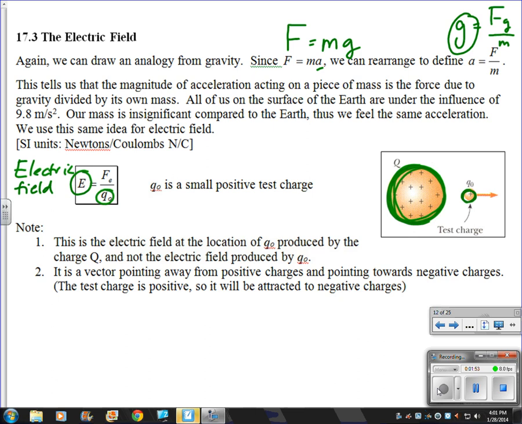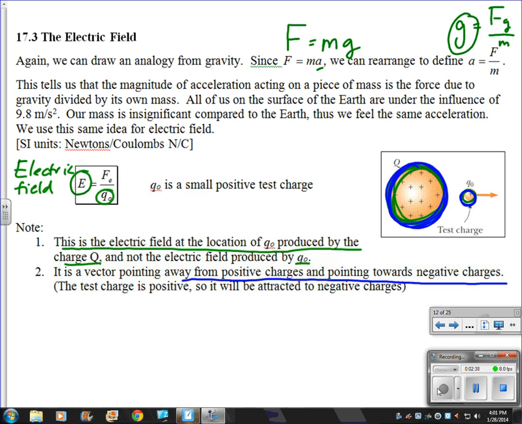This is the electric field at the location of Q naught, produced by the charge big Q. Again, that's our planetary charge, and not the electric field produced by the test charge. You wouldn't think about the gravitational field produced by you, right? You're thinking about the gravitational field produced by the Earth. And the same thing here. We're thinking about the electric field produced by this large charged object. But in order to measure it, we need to have a small charged object. The electric field is a vector pointing away from positive charges and pointing toward negative charges.